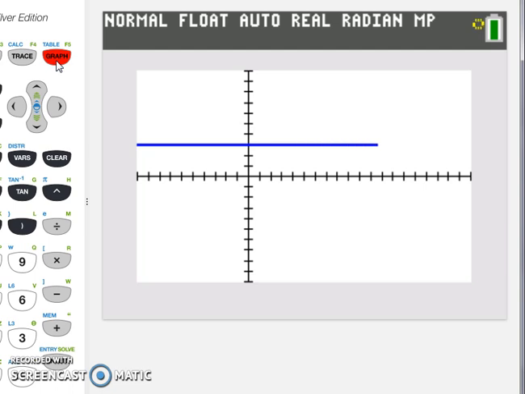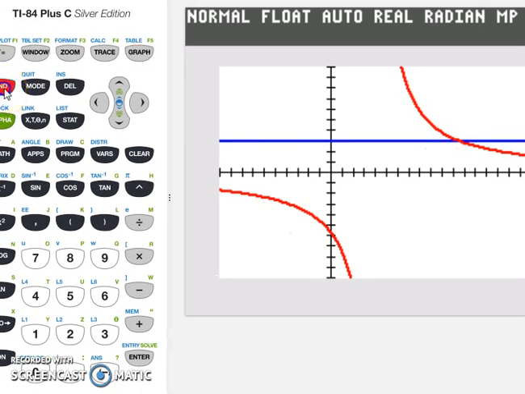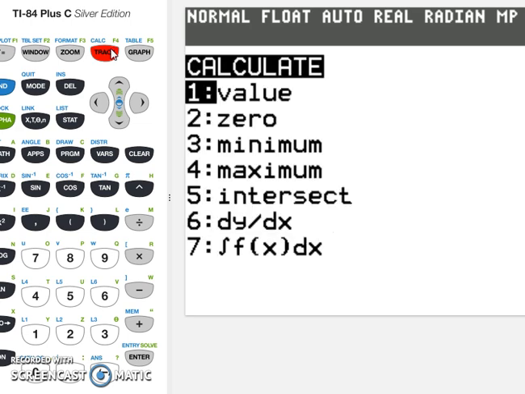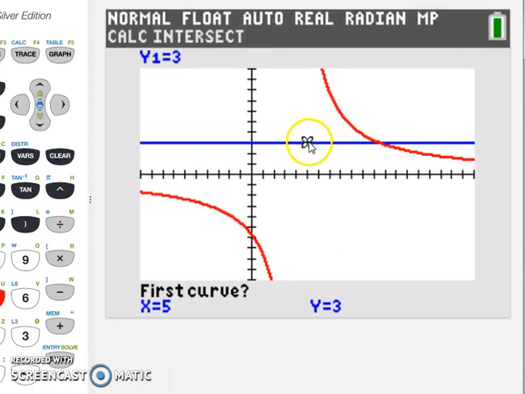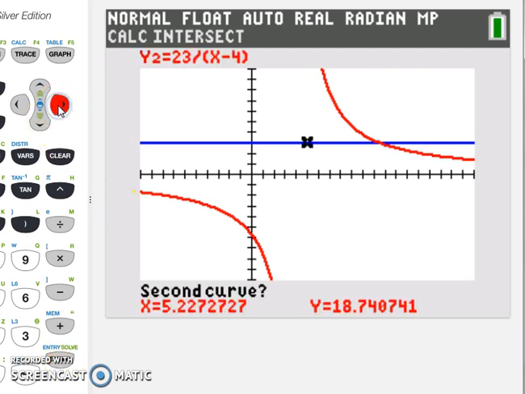And again, there's going to be two sections of the red function, so you want to make sure that when you use your intersect feature, you have the correct piece of the red function with the little blinking thing on it. So here, we know that it's intersecting over here. Again, I'm going to hit second, trace, and go to number 5 for intersect. The blue line is fine, so I want that. And then the red line, I'm going to hit the right button.